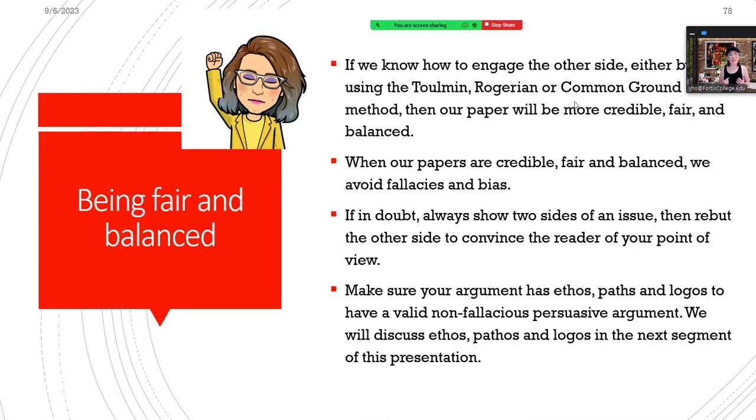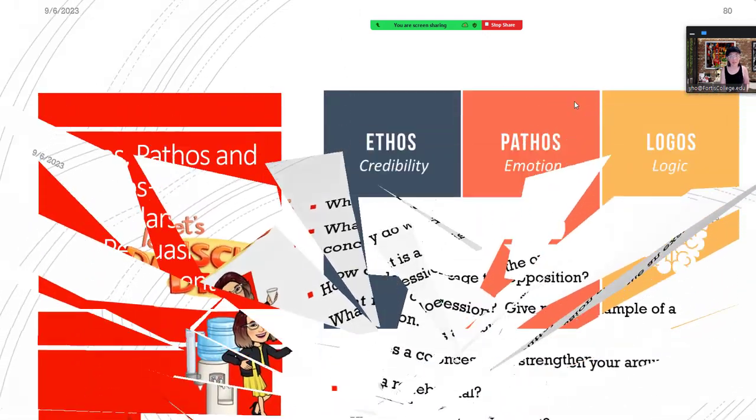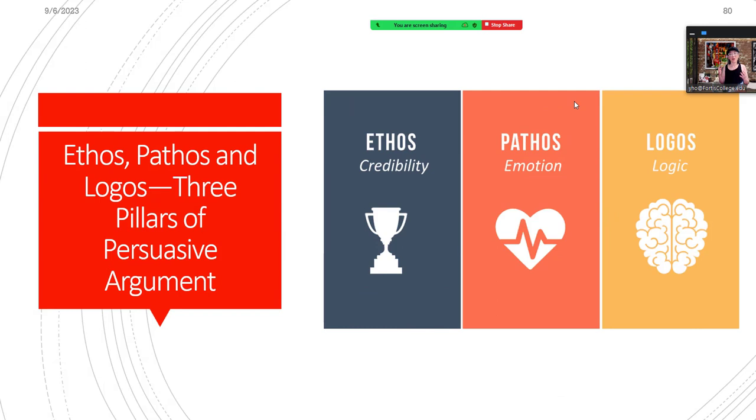So if we know how to engage the other side, our papers become more credible, fair, and balanced, and we avoid being one-sided and biased. And so when we have a good argument, we have ethos, pathos, and logos. Ethos means expert testimony. Pathos means that we get our audience to feel emotion. And then logos means we get our audience to think.